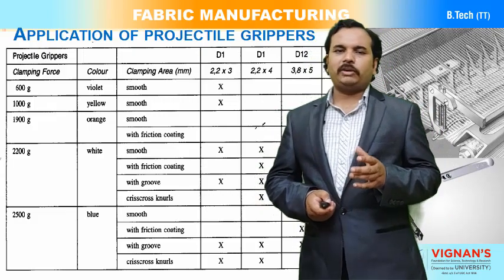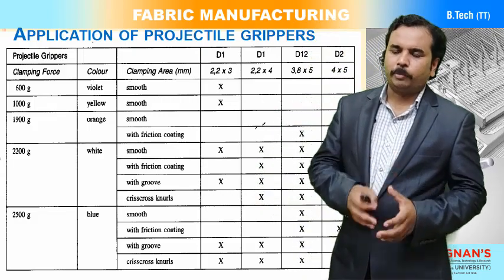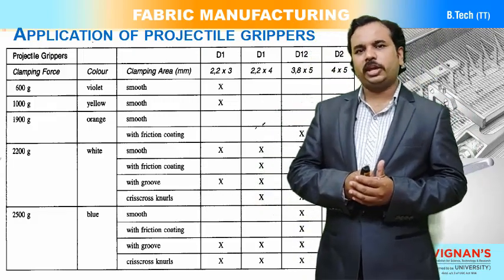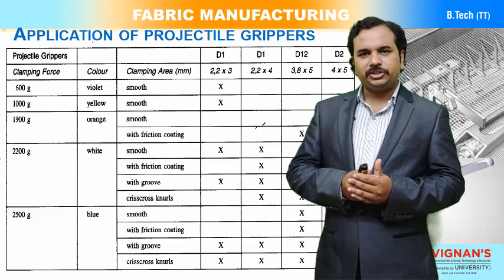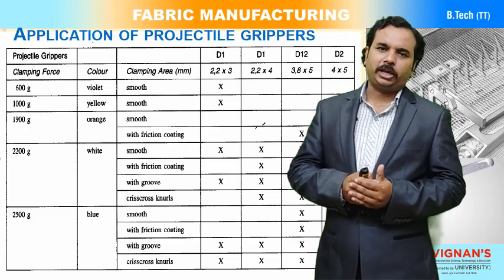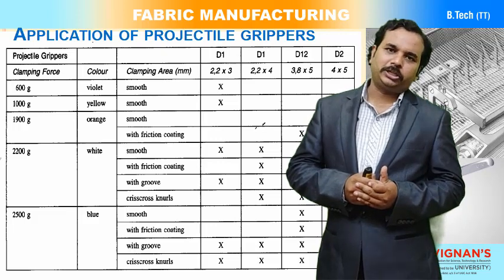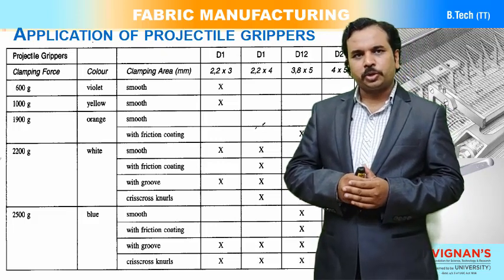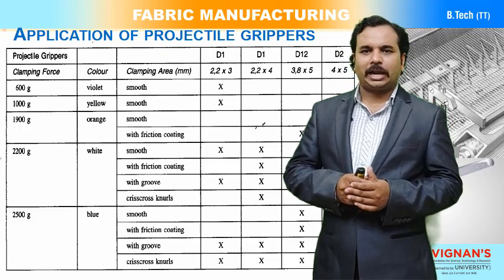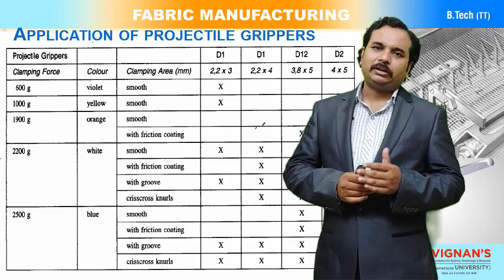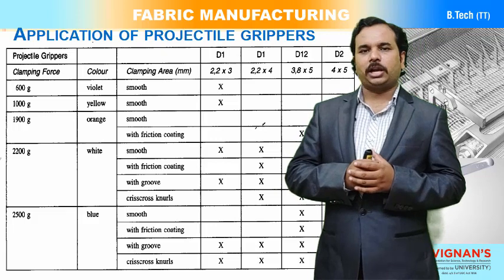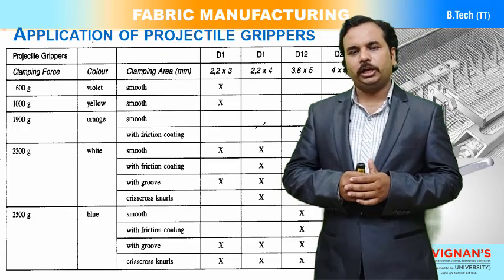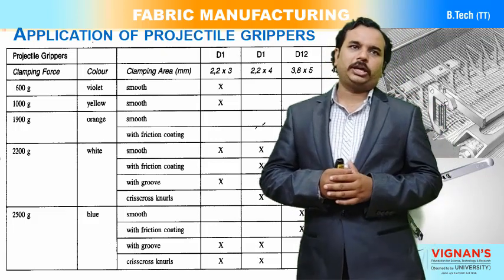So the composition of the metal is changed, and when the composition changes, automatically the weight of the projectile also varies. So depending upon the weight, the force or travel for a particular projectile is going to vary. So that is the thing.